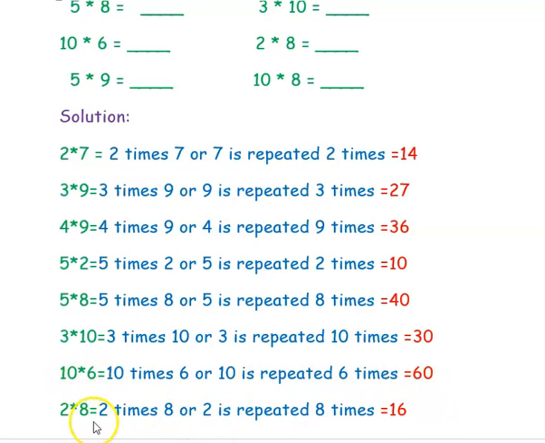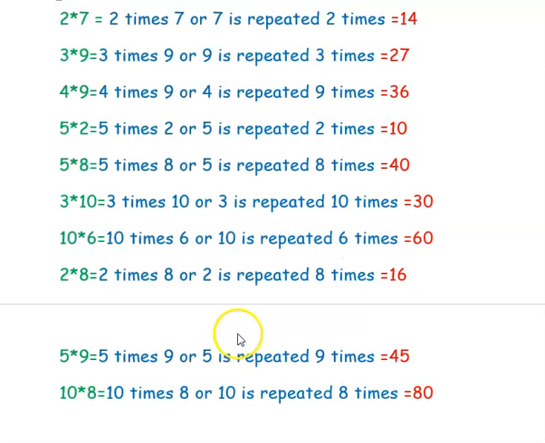The next one is 2 into 8. So 2 times 8, or 2 repeated 8 times. 2 plus 2 plus 2, like that 8 times. So you will get 2 into 8 as 16. The next is 5 into 9. That is 5 times 9, or 5 repeated 9 times. 5 plus 5 plus 5, 9 times. If you add, you will get 45. So you can say 9 into 5 or 5 into 9 is 45. Next is 10 into 8. 10 times 8, or 10 repeated 8 times. If you add 10 eight times, you will get 80. So 10 into 8 is 80.